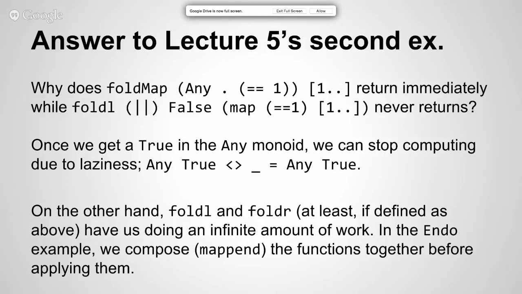Any is a Boolean brought into this type where we say True mappend anything is the True value in the Any type. But when you do the foldL or the foldR, you have an infinite amount of work that you have to do first. And in that Endo example, we would be composing an infinite number of functions together before we apply any of them. Now, the implementation I gave of foldL and foldR may not be the implementation that is actually there in the source code. I remember looking at it, it was a little bit different, but the principle is the same.